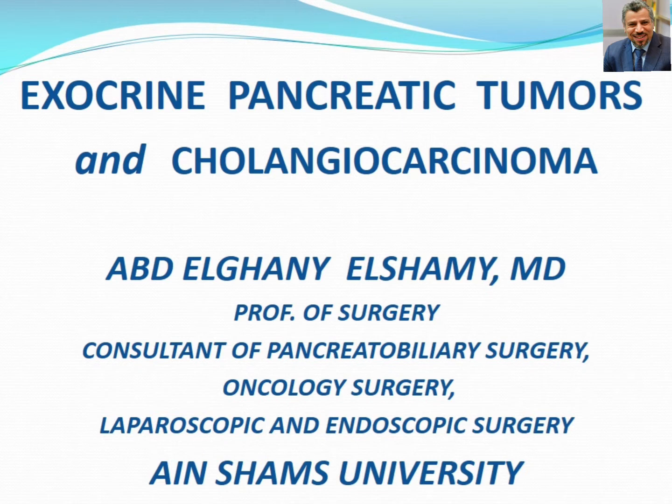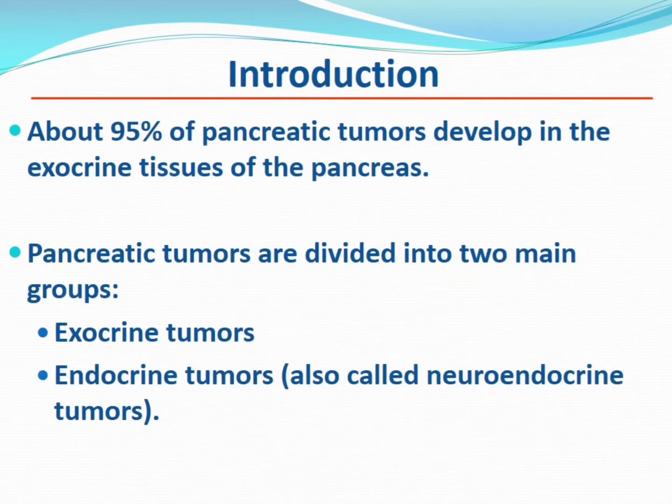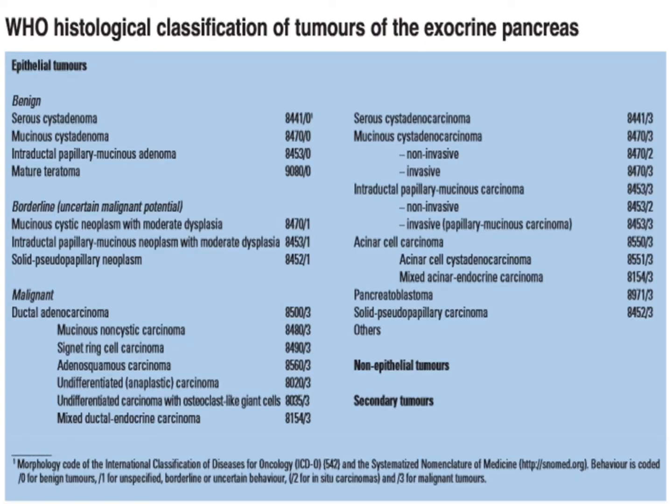This lecture is about exocrine pancreatic tumors and cholangiocarcinoma. About 95% of pancreatic tumors develop in the exocrine pancreas. Pancreatic tumors are divided into exocrine tumors and endocrine tumors. This is the WHO classification of exocrine pancreatic tumors. The exocrine pancreatic tumors include the epithelial tumors, non-epithelial tumors, and secondary tumors.